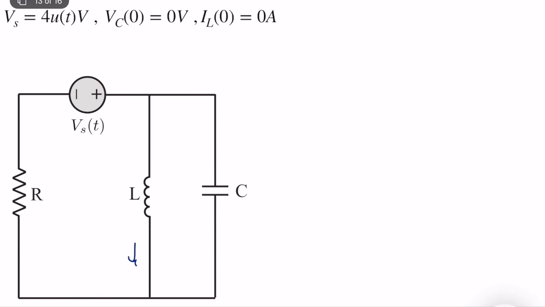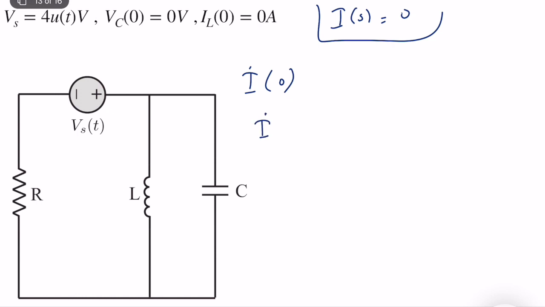First of all, since the inductor current is 0, I of 0 is equal to 0. So what we need to find is I dot of 0. What is I dot? I dot is equal to I dot L, which is equal to the inductor voltage VL divided by L, since L times dI over dt equals VL. Sorry for that, I just messed up everything. What is the voltage of the inductor?